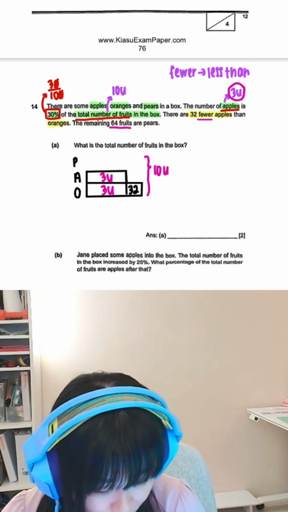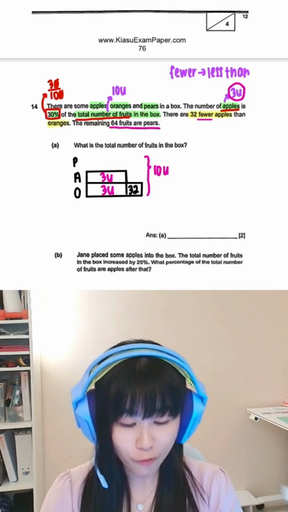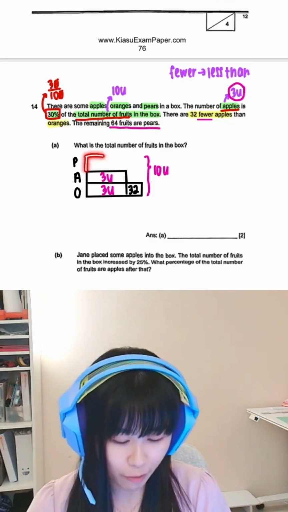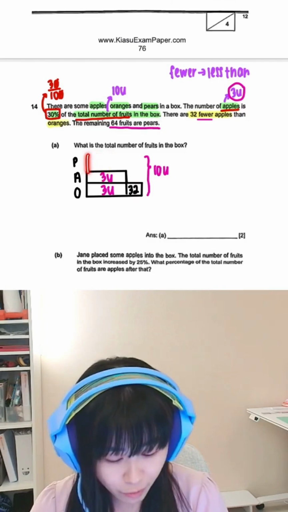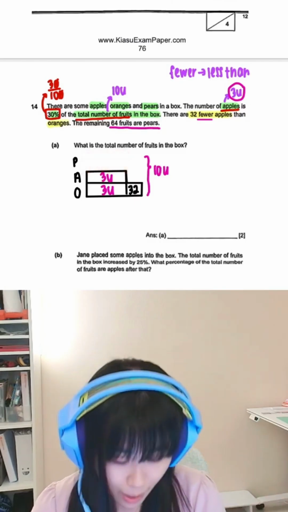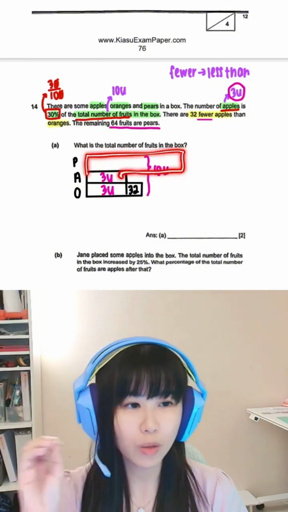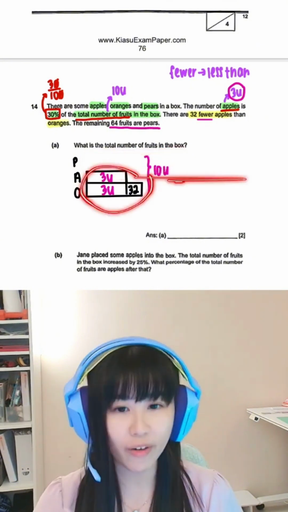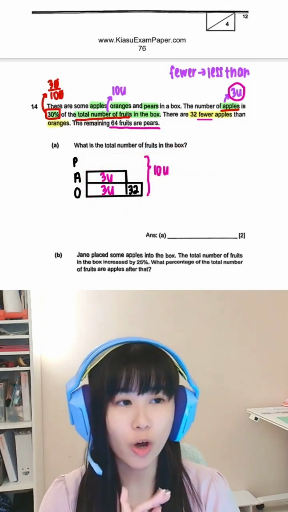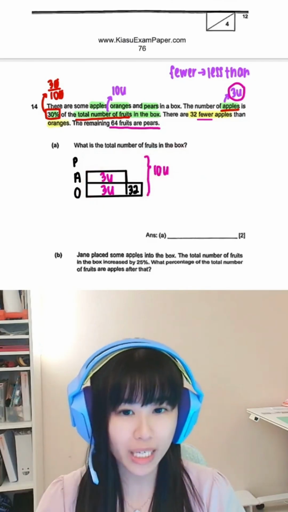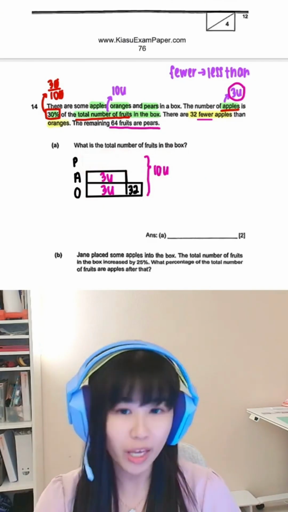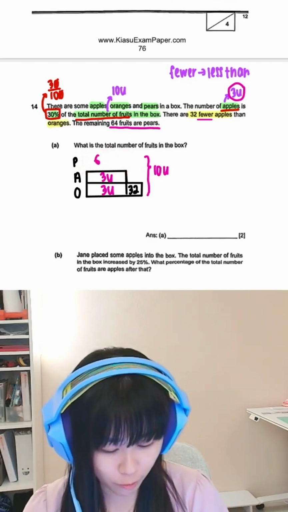The remaining 64 fruits are pears. Okay, 64, I don't know how to draw. It can be very small, it can be the same, it can be more than this, it can be even the longest. There are so many ways to draw the 64 because we don't know the value here. My take is you can draw any size. Just don't assume that it is the same. But if you don't want to draw, no problem also. Just put 64 here. Also can solve.